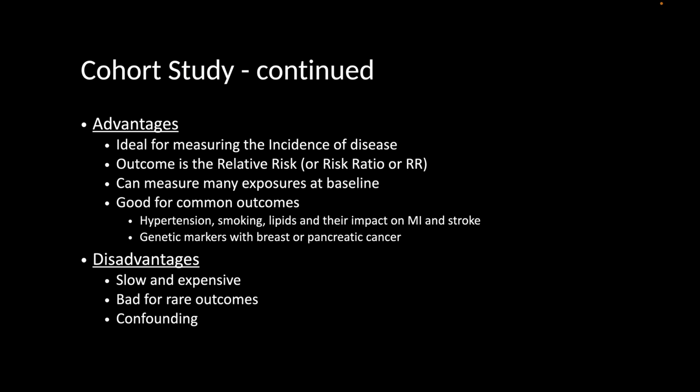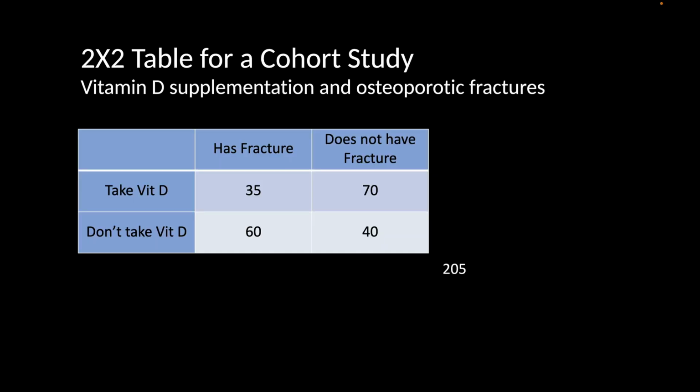But I want you to remember this. Cohort studies really struggle with confounding. Okay, and this is what the 2x2 table would look like for a cohort study. And this is sort of a standard way of presenting the results. And let's say I'm interested in vitamin D supplementation, who takes vitamin D pills, and who gets osteoporotic fractures from thinning of the bones.